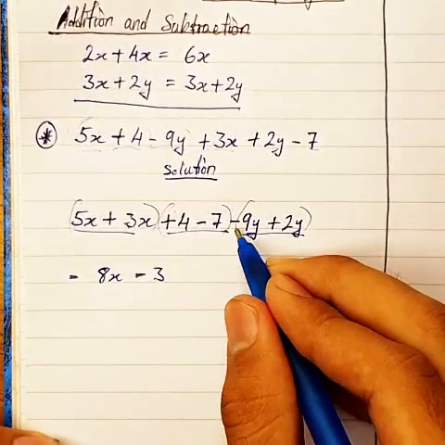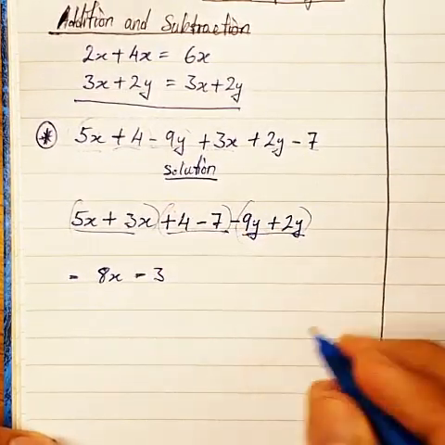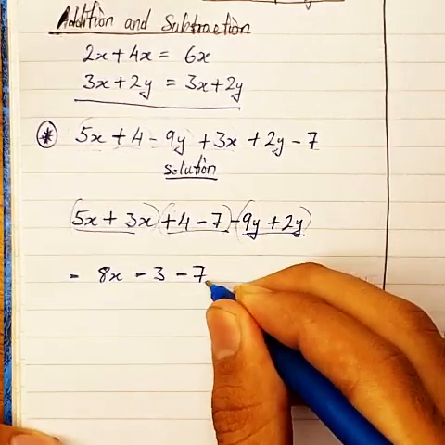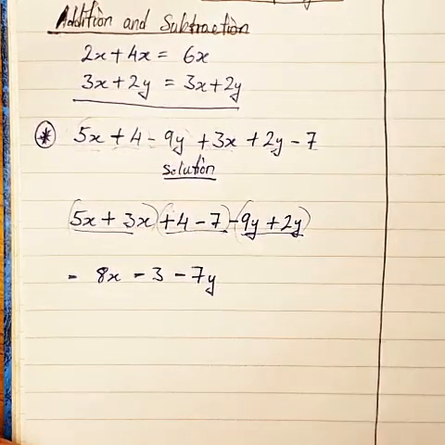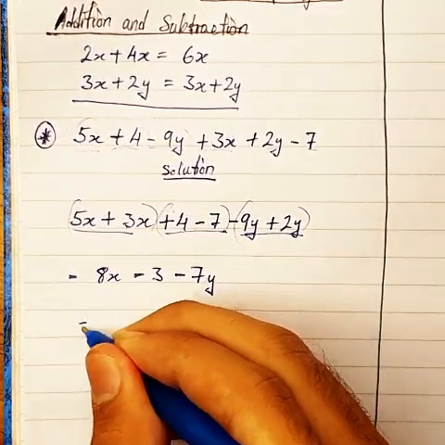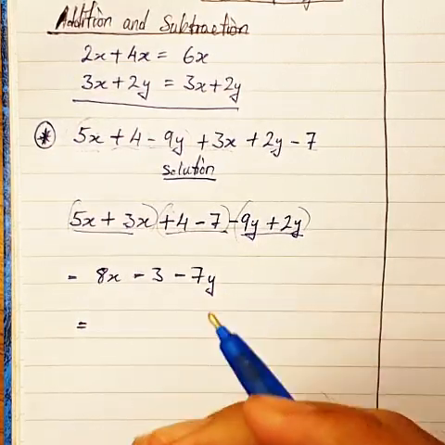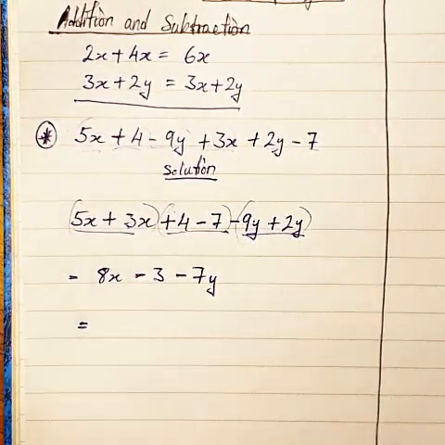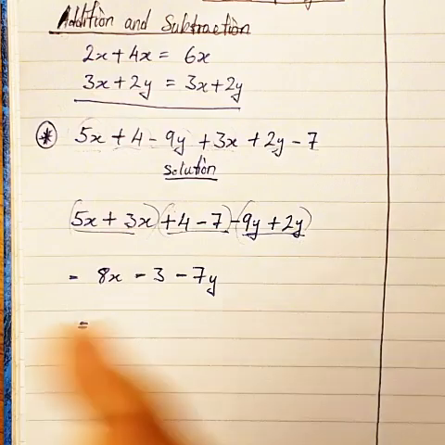Minus 3. So minus 9 plus 2. Minus 9 plus 2 will give you the answer minus 7y. So now that's the answer for B. Mostly, when we write algebraic expressions, we take the heavier values and bring them to the front side, and we take the lighter values and bring them to the end side.